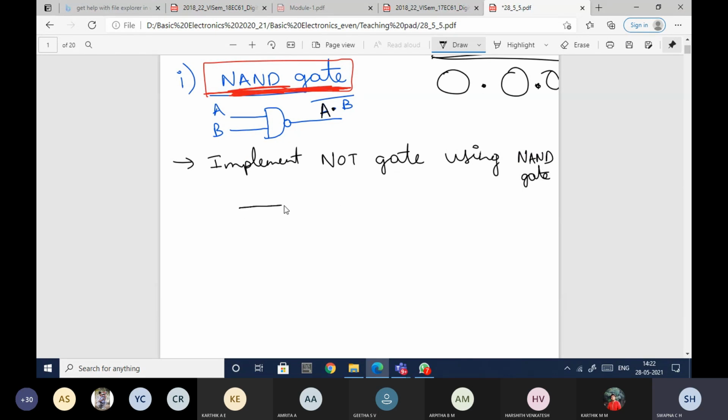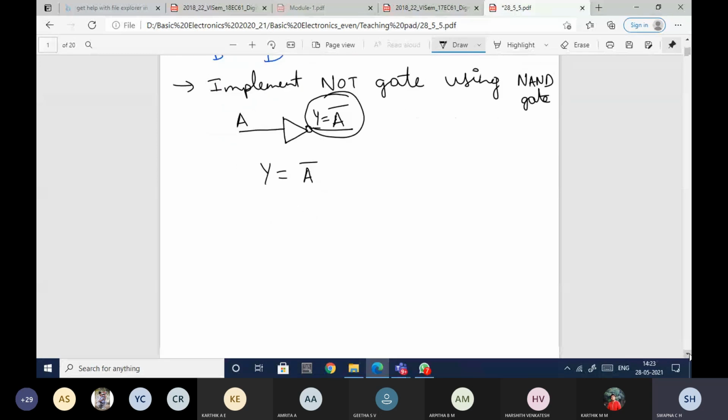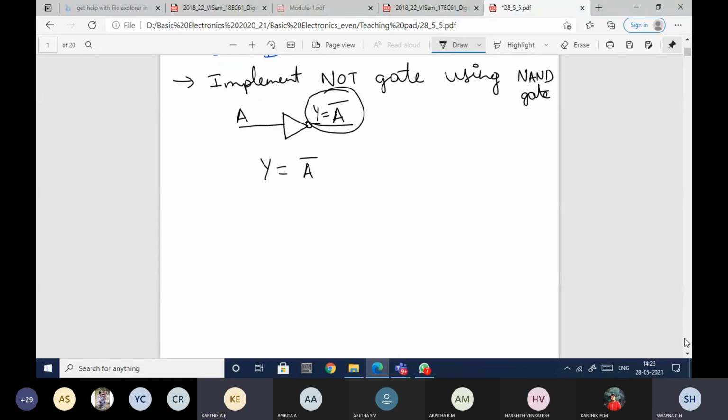Okay, so how will be a NOT gate? NOT gate will be like this, right? So if I have A, my output will be A bar, right? Yes or no? Output Y will be equal to A bar. So now I need to implement this NOT gate. Implementation, as I've already mentioned, in order to implement any circuit, you need to take the output equation. So what is the output equation here? Y is equal to A bar is the output equation, right? Hope you are following. Yes, ma'am.